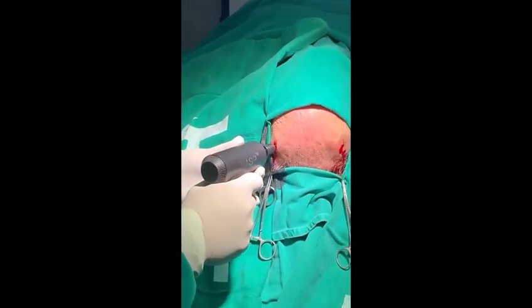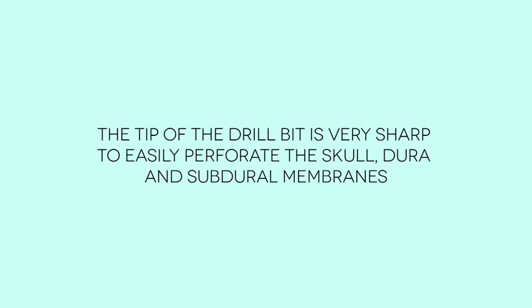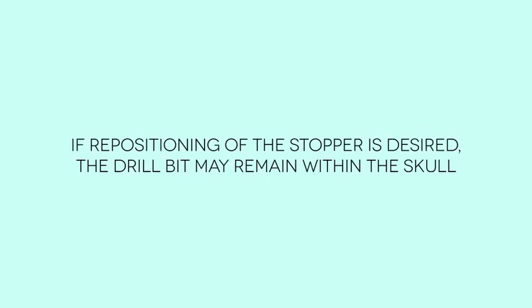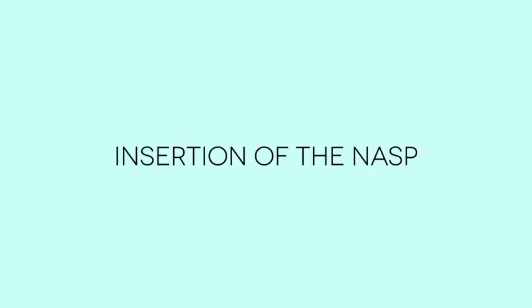The drill bit has 2 cutting flutes. The tip of the drill bit is very sharp to easily perforate the skull, dura, and subdural membranes. Sharp tip also avoids skidding on the surface of the skull. If repositioning of the stopper is desired, the drill bit may remain within the skull. 6. Insertion of the NASP.